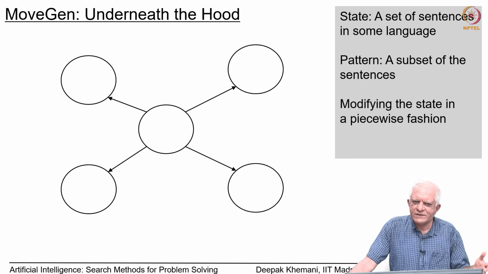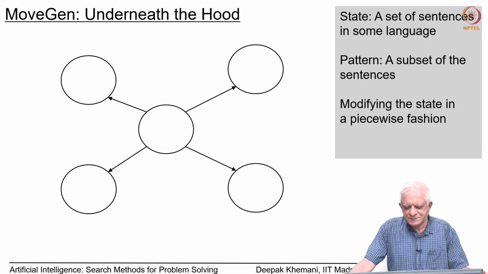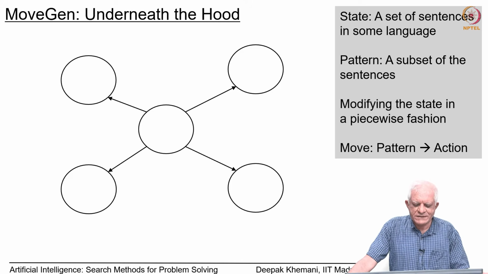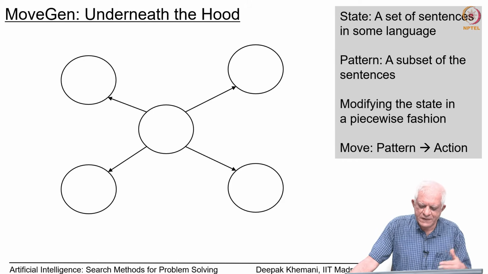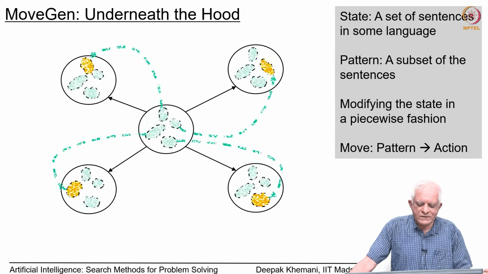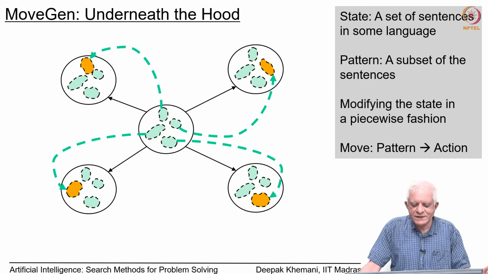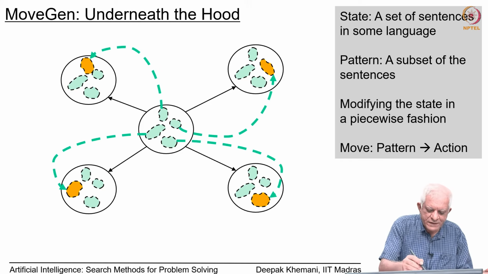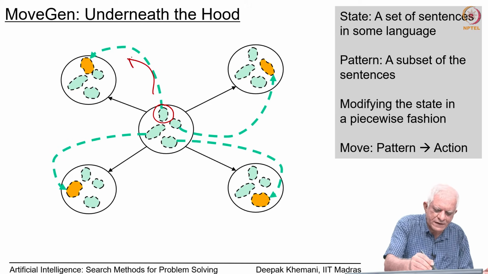The overall goal is there of course at the back of your mind essentially. And a move of course would be a pattern associated with an action. So, if you look underneath the hood of our MoveGen function, what you would see is something like this, where each pattern in the domain is associated with a particular action and it modifies a part of a domain essentially.